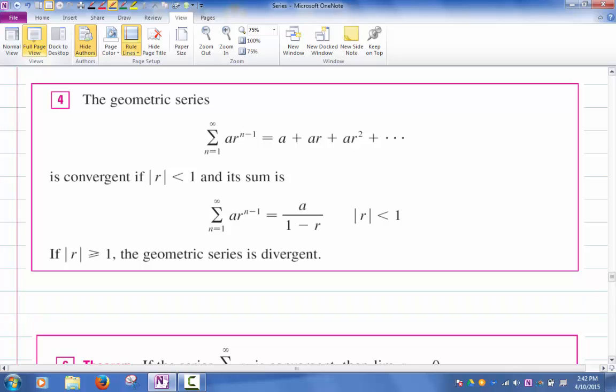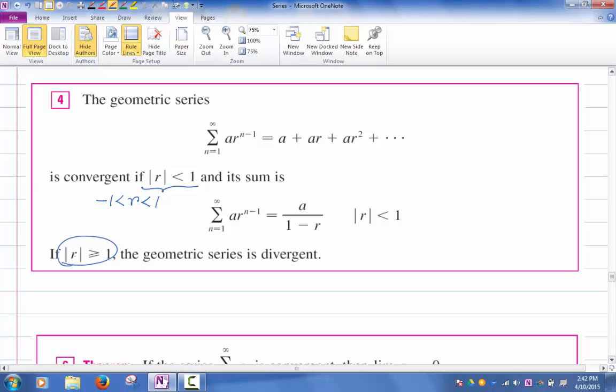I copied this from the text, so that's why their notation is n; I was using k. The series is convergent if the absolute value of r is less than 1. Remember, absolute value of r less than 1 means that r is between -1 and 1. In that case, the sum of the geometric series is a over 1 minus r. Otherwise, when the absolute value of r is bigger than 1, the geometric series is divergent. The sum is undefined in that case.